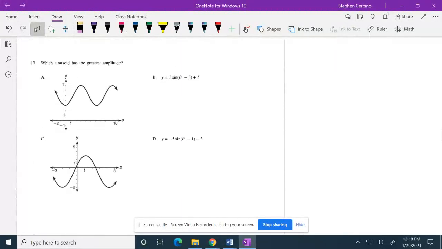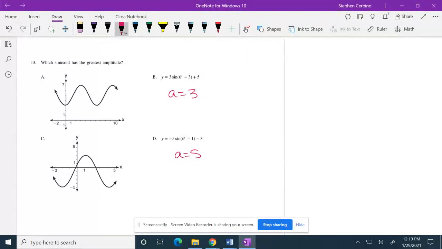Alrighty. Number 13, which one has the greatest amplitude? So the two that I would look at would be B and D first because they're just the equations. Amplitude here is 3. D, the amplitude is 5. Remember, the amplitude is always positive. That negative in front there just flips the graph upside down.